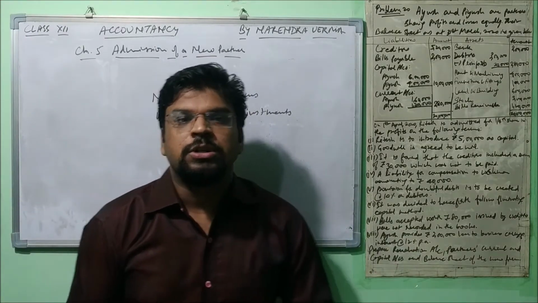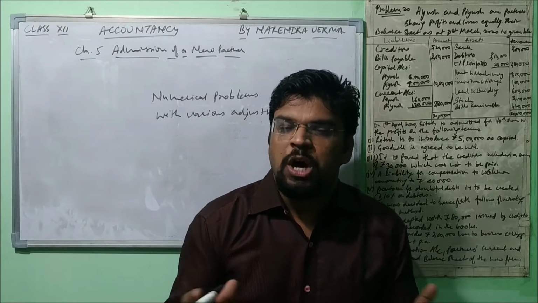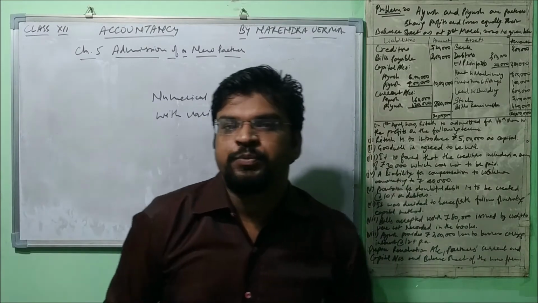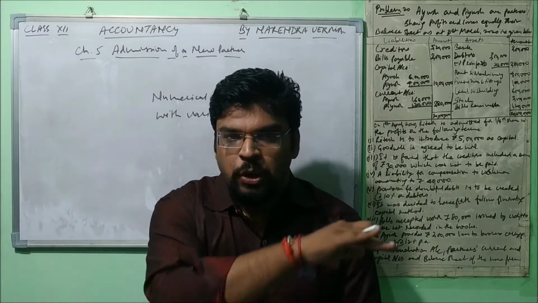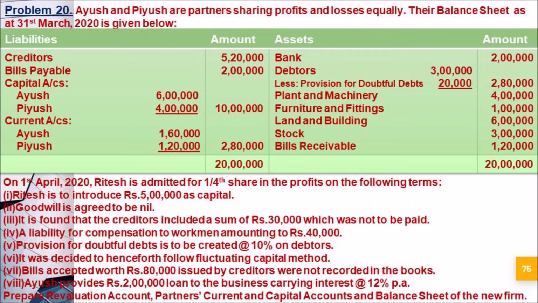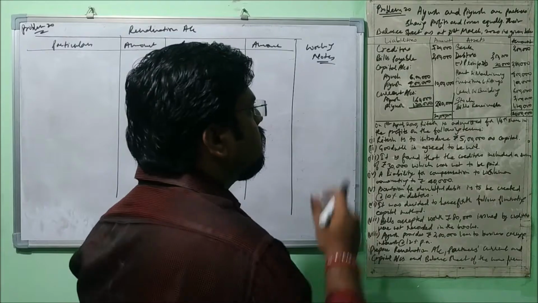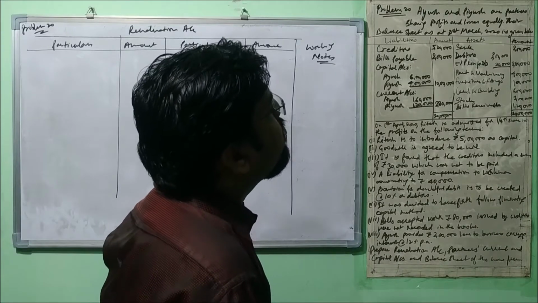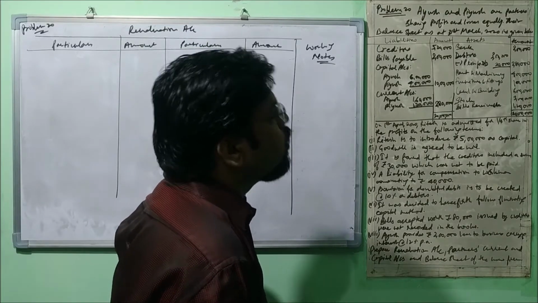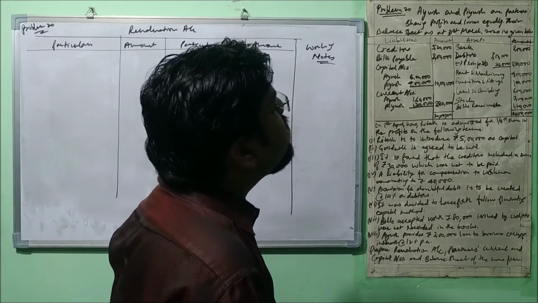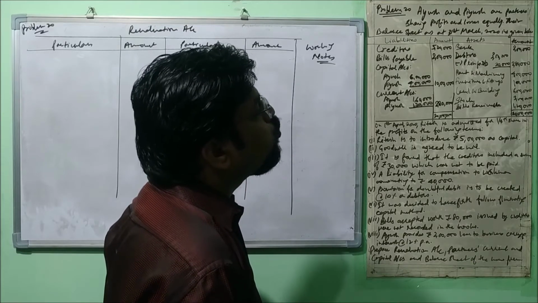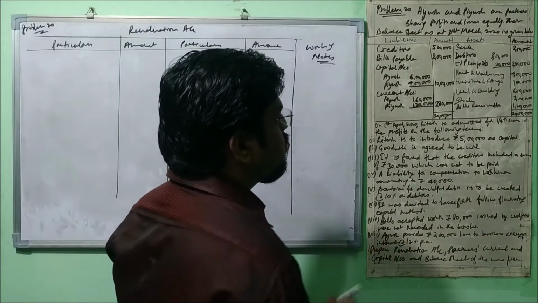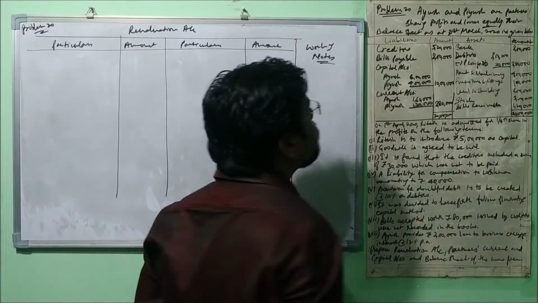There are a few more numerical problems. So without wasting much time, let's start. You can see the question on your screen. I have taken problem number 20. Ayush and Piyush are partners sharing profits and losses equally. Their balance sheet as at 31st March 2020 is given below. So their old ratio is equal.